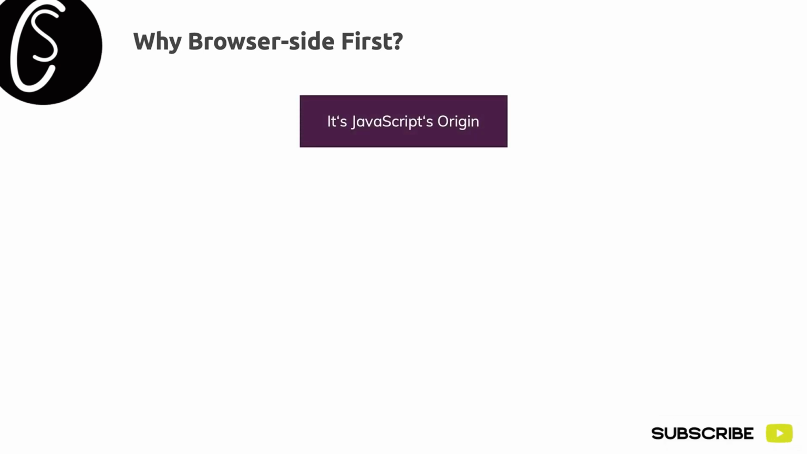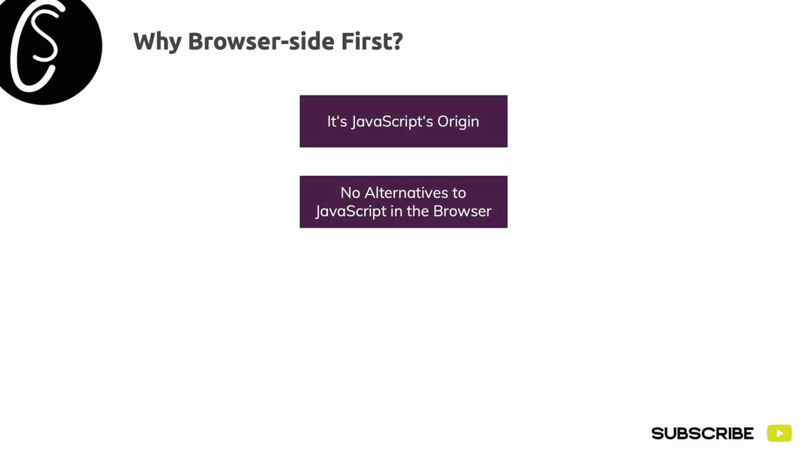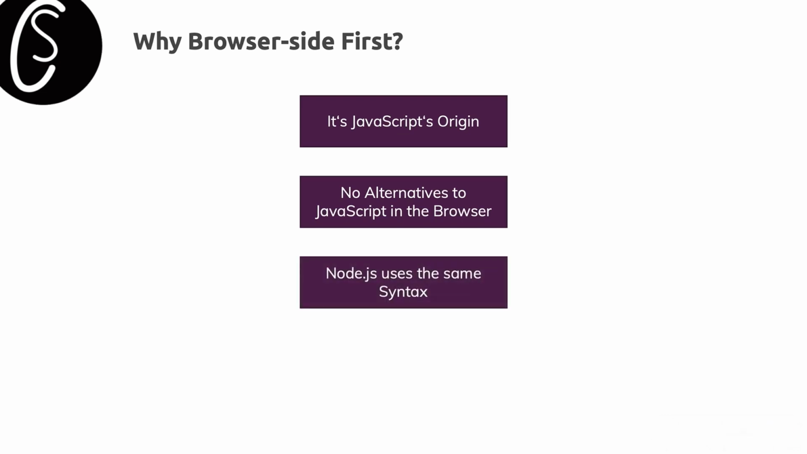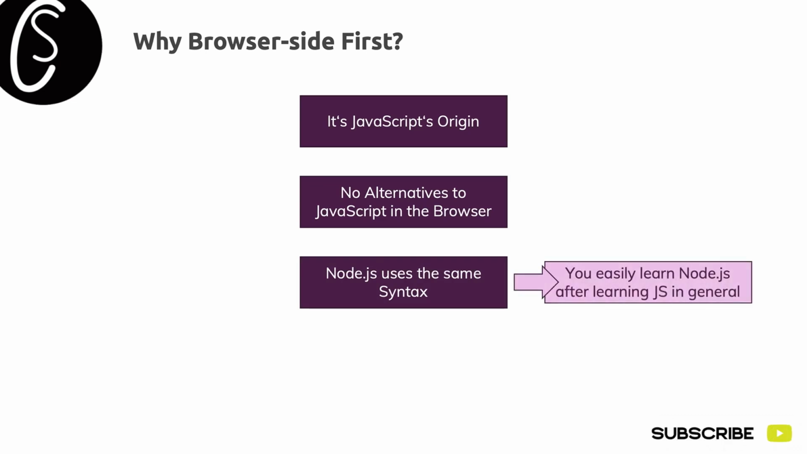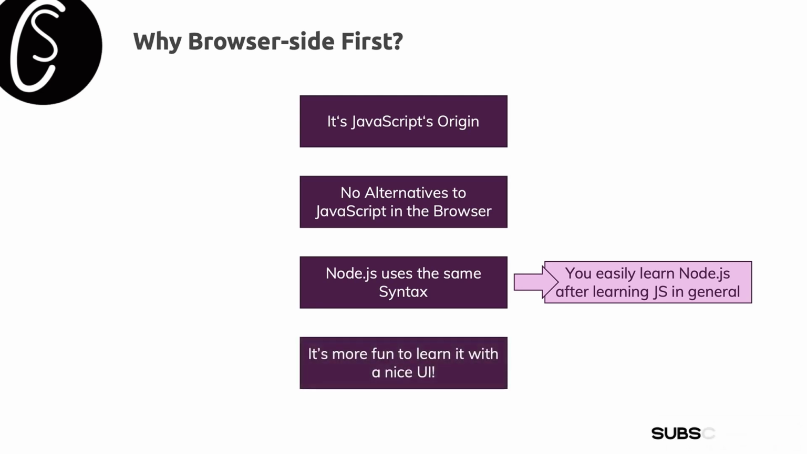It's JavaScript's origin. There are no alternatives to JavaScript in the browser, so you might not be interested in using JavaScript on a server. If you are interested in Frontend, in browser-side web development though, you have to learn JavaScript because that is the only programming language you can use there in the end. You can then transfer your knowledge because Node.js uses the same syntax, so you easily learn Node.js after learning JavaScript in general or in the browser. And it's more fun to learn JavaScript if you see something on the page.